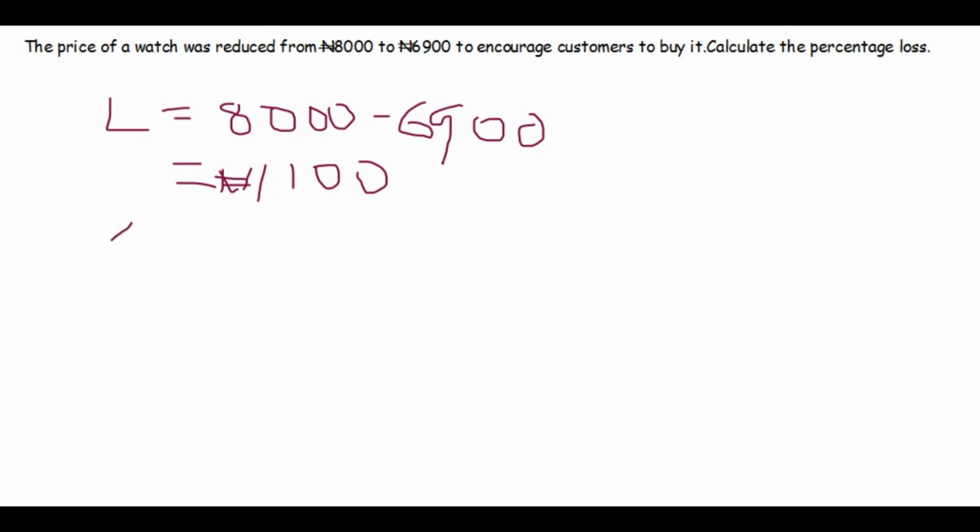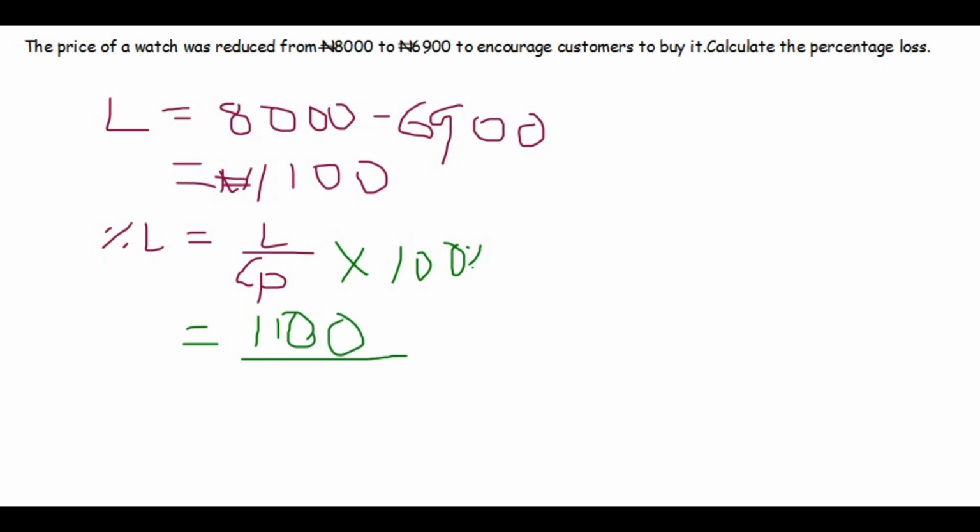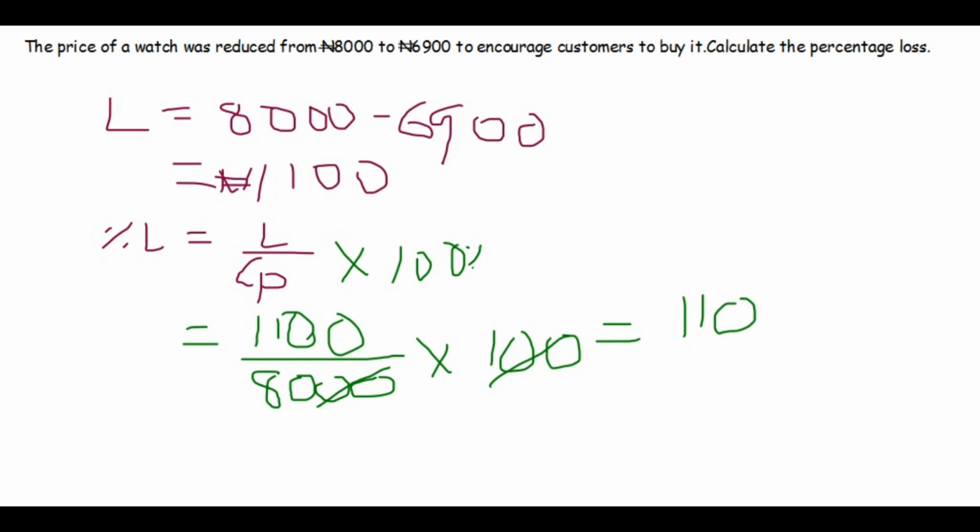Now we are asked to calculate the percentage loss. So the percentage loss is equal to, remember the formula, loss divided by cost price times 100%. So therefore the percentage loss is equal to 1,100 divided by the cost price, which is 8,000, times 100%. These two zeros can cancel out these two zeros, so you'll be left with 1,100 divided by 80.